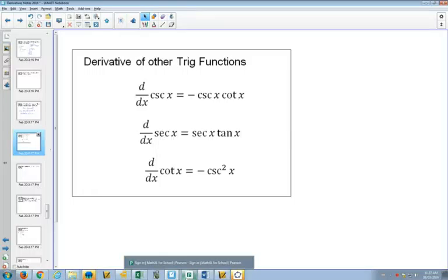So you're probably wondering, well, if we can do the derivative of sine, cos, and tan, are there derivatives for cosecant, secant, and cotangent? Yes. Here they are. They're in your textbook as well. If you'd like to, you can memorize them.